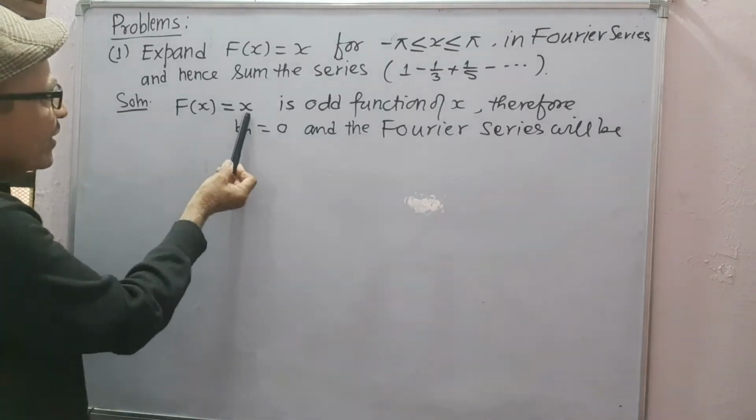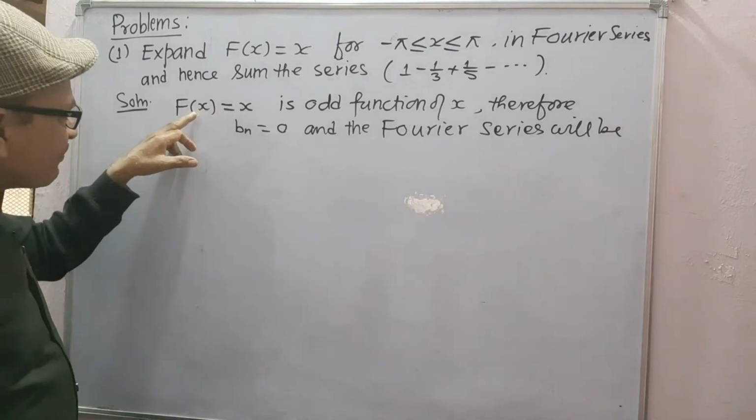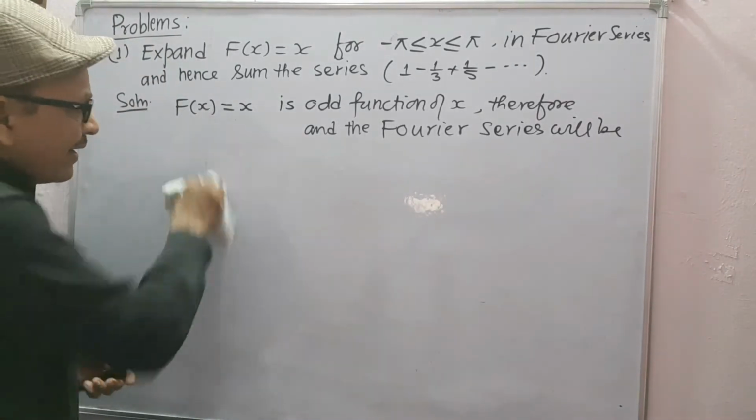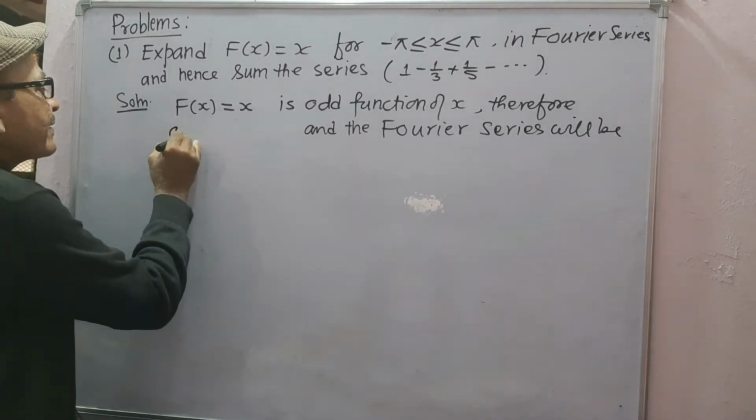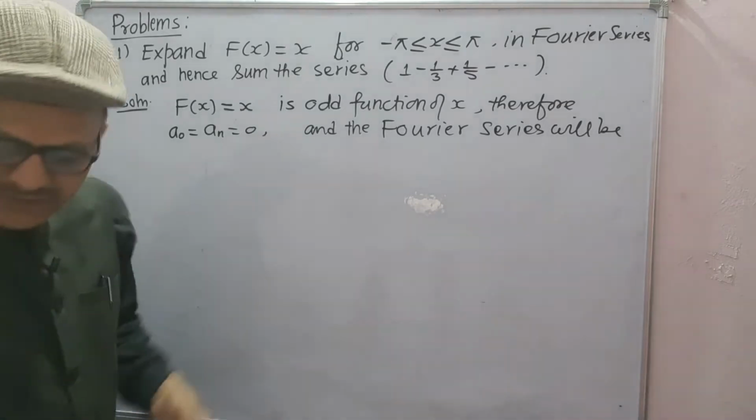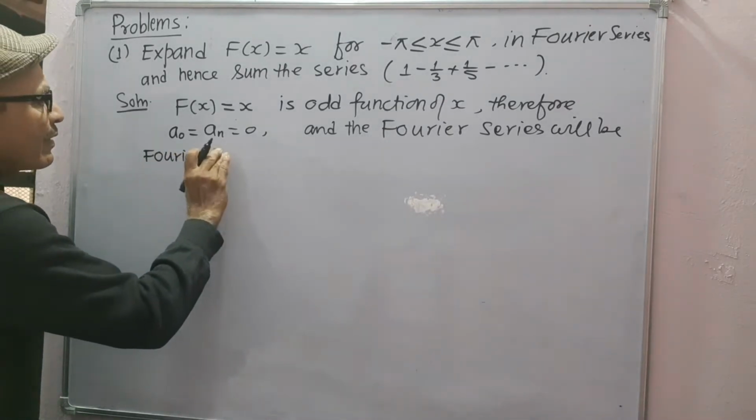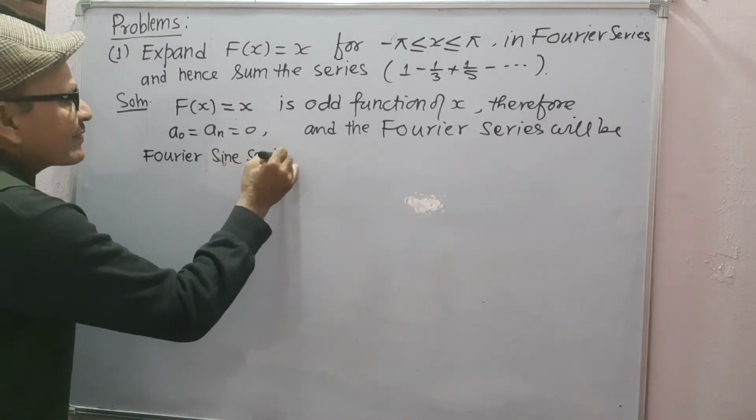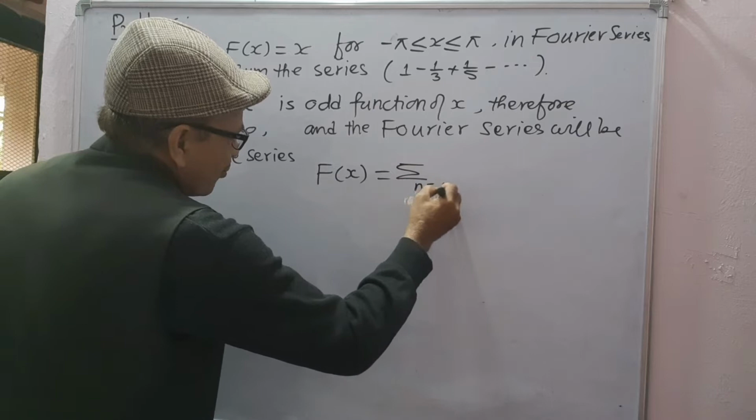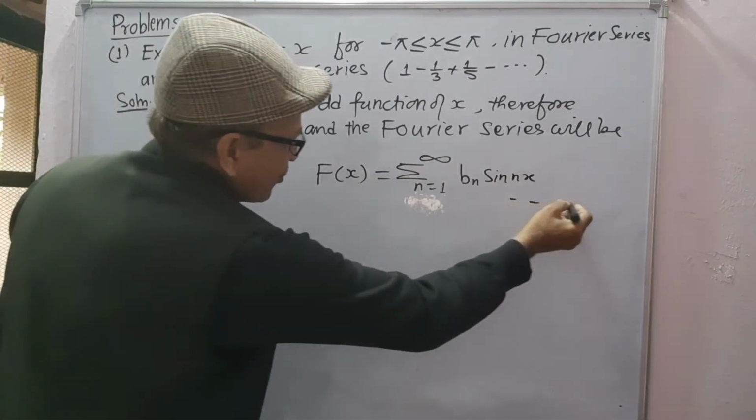Now f(x) is equal to x is an odd function of x, because if you put here minus x, then f(-x) will be minus x. It is an odd function, and therefore a naught will be equal to a_n is equal to 0 in Euler's formulas, and the Fourier series will be Fourier sine series, given as f(x) is equal to summation n is equal to 1 to infinity b_n sin nx. Suppose this is equation 1.